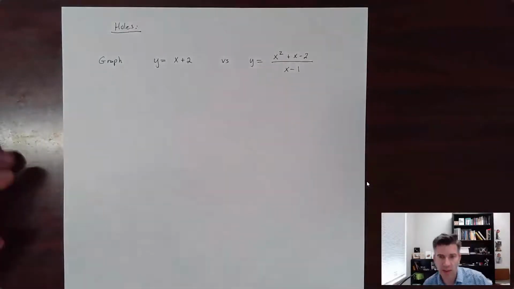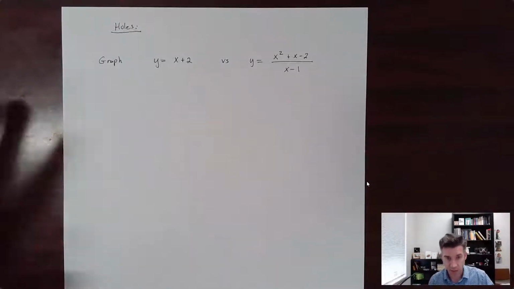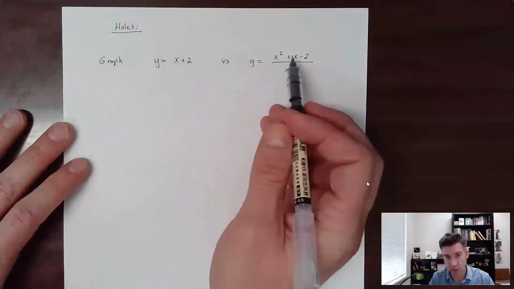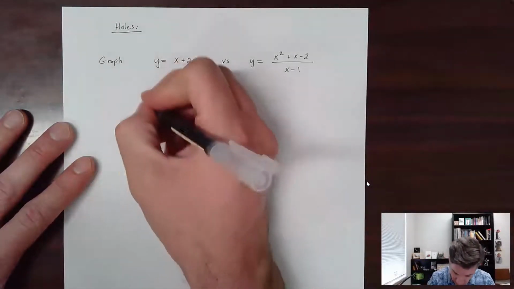In pre-calc class, I wanted to give you three examples here of how holes work. Let's start off with a real kind of straightforward one. So these two things are virtually the same. y equals x plus 2, we know how to draw that. It's a nice straight line.